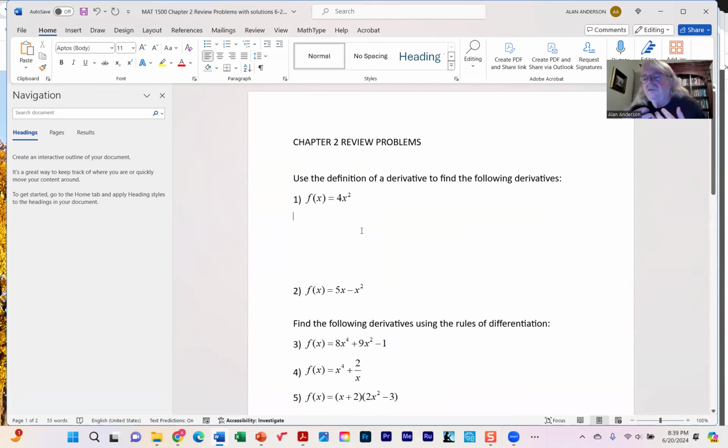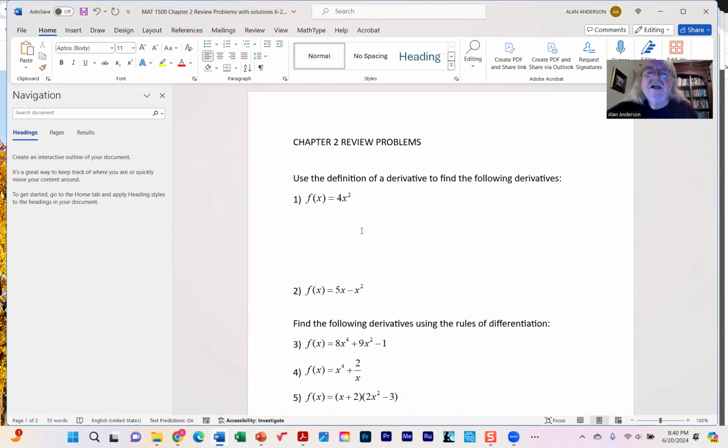Of course, first we have to get used to the rules, and then we also have to develop the ability to recognize when each rule is appropriate. So that's part of it. And of course, towards the end, we'll be looking at some of the more complicated techniques like the chain rule and implicit differentiation. Anyway, why don't we start at the beginning?